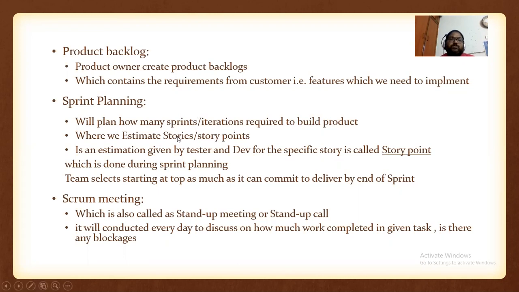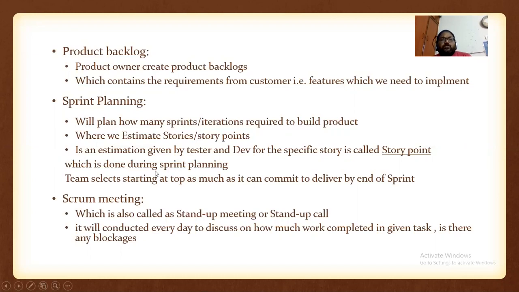So here we estimate the stories or story points. What is the meaning of story point? This is one of the important terminologies, story point. It is an estimation given by a tester or developer for a specific story, which is called story point. Generally, they may give like this: 1, 2, 3, 5. Like that, they are going to give the story point. The effort estimation means how much effort is required to develop the particular requirement. That is the story point.